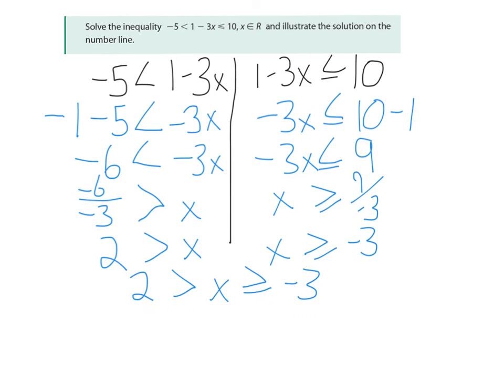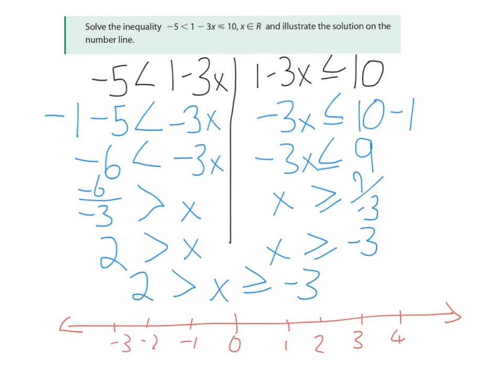So let's just do our number line. So I'm going to put maybe 0 here in the middle. 1, 2, 3, 4, minus 1, minus 2, minus 3, minus 4. And that's now plot in our points. So it includes the number minus 3. So we can shade that in. Okay. But it doesn't include the number 2.